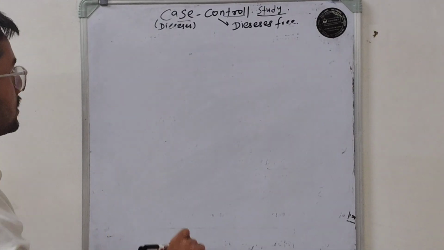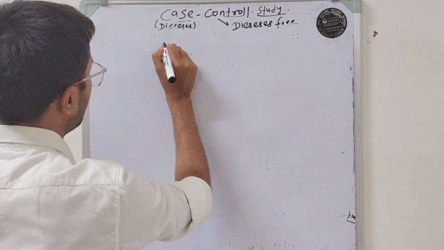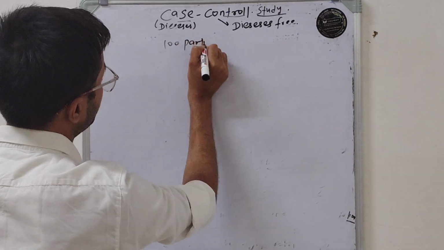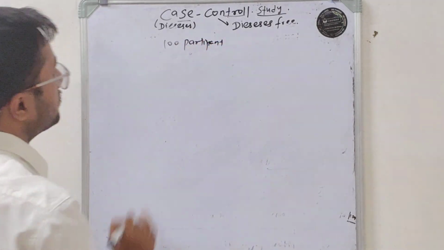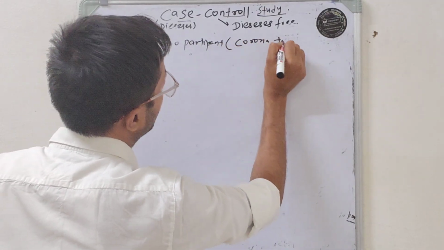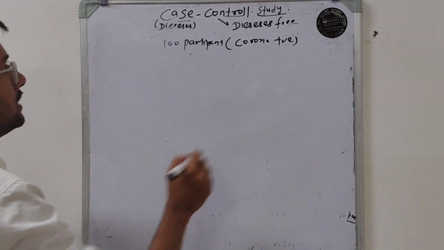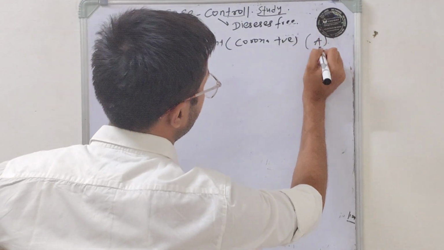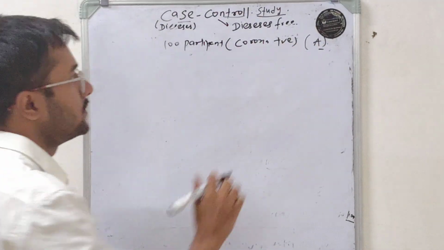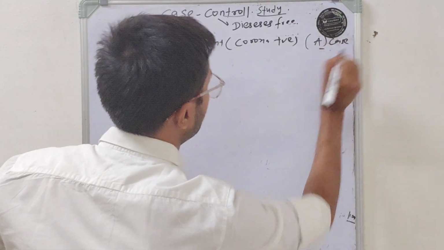For example, let's suppose we take 100 participants who are corona positive, in group A. Since they have a disease, we call this group A the case.